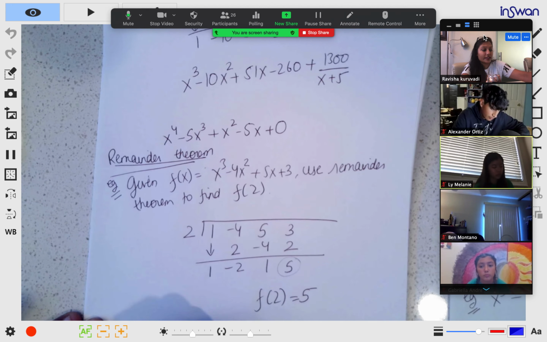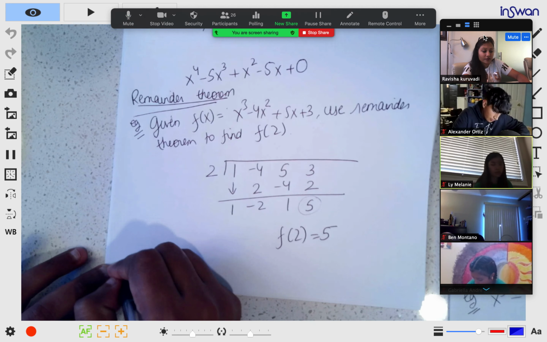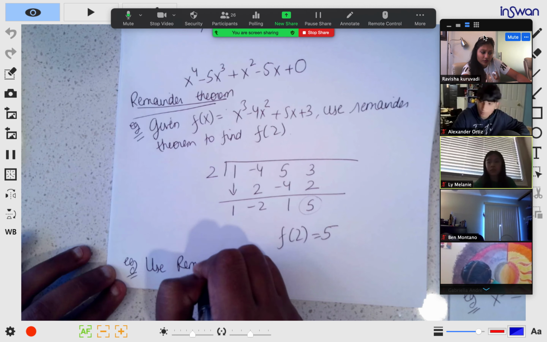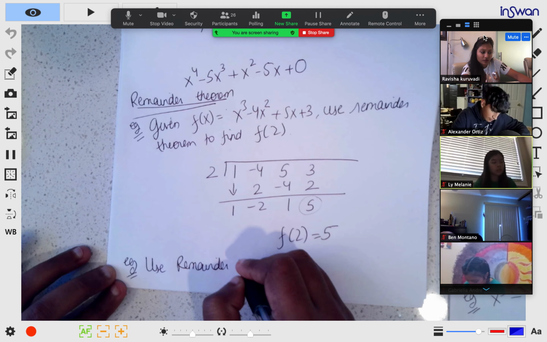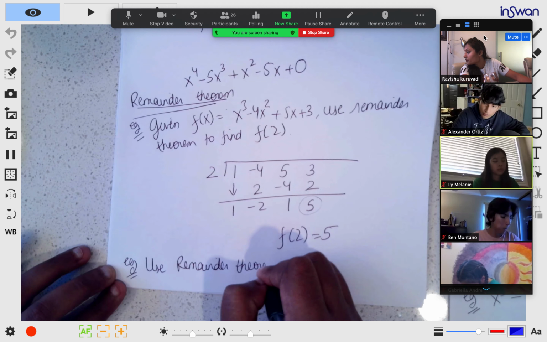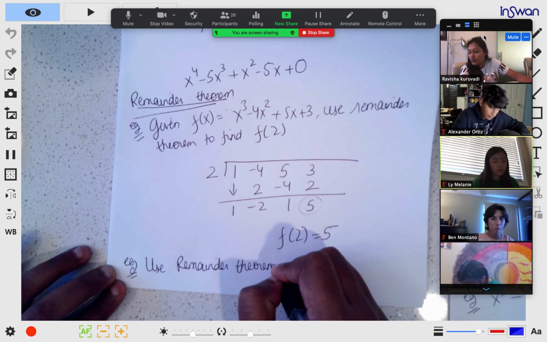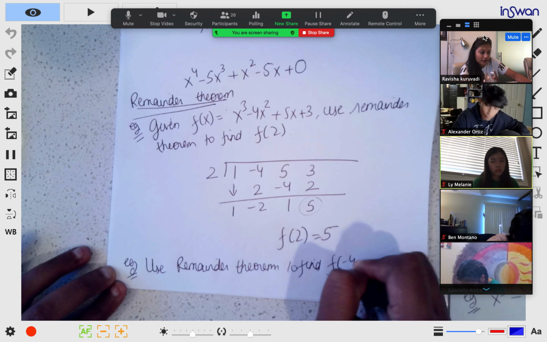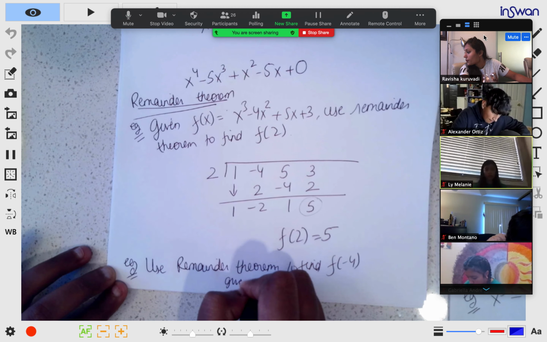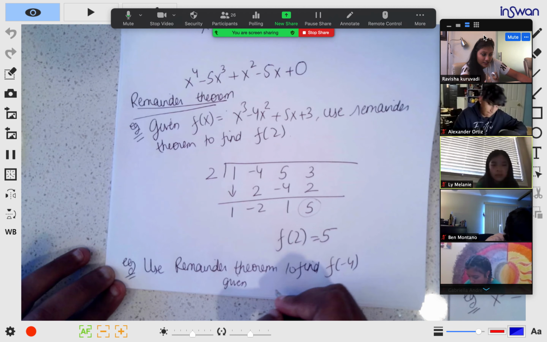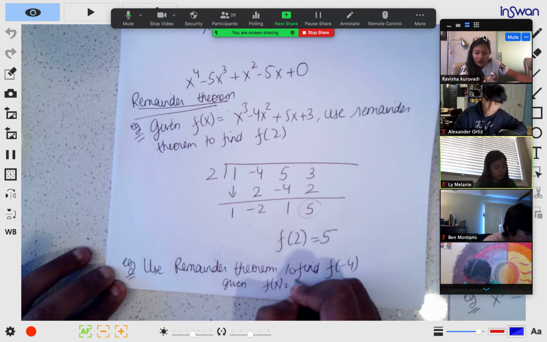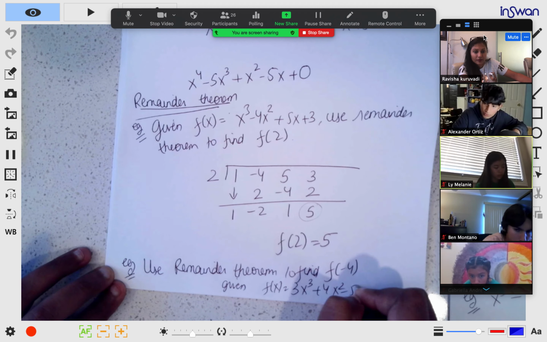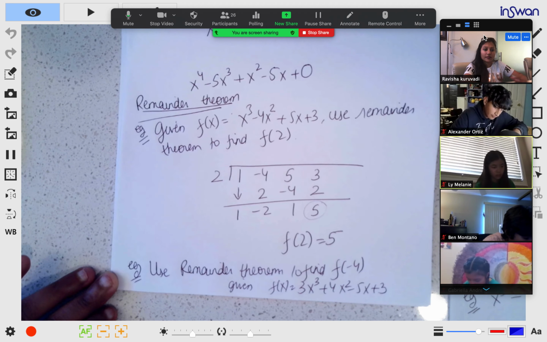If you're done with this, I want you to do this problem yourself. It says use remainder theorem to find f of negative 4 given f(x) is equal to 3x cube plus 4x square minus 5x plus 3. Solve this problem yourself.